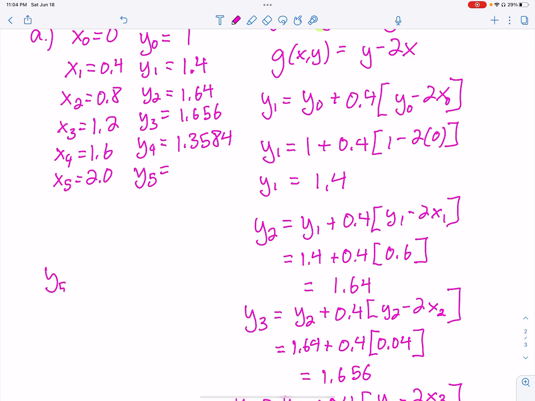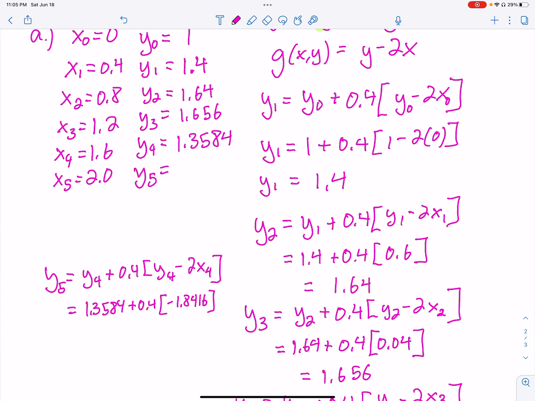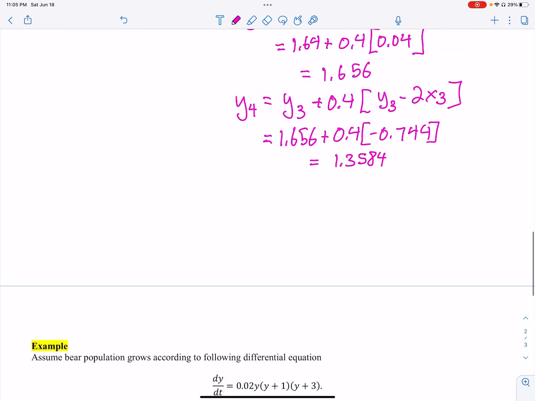We have y sub 5. Y sub 5 is y sub 4 plus 0.4 times y sub 4 minus 2x sub 4. All right, so we just plug in those numbers. 1.3584 plus 0.4 times, if we plug all that in, we get negative 1.8416, leaving us with our final answer of 0.62176. So I'm going to write that here at the bottom. Y of 2 is approximately 0.62176.